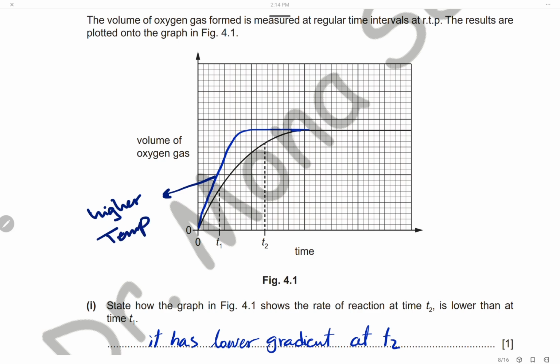Of course, it will have higher gradient above the original graph, but it will have the same volume of oxygen gas because we are using the same mass and the same volume and the same concentration of hydrogen peroxide. So finally we will have the same volume of oxygen, and the graph will be above the original graph and level off at the same volume of oxygen.